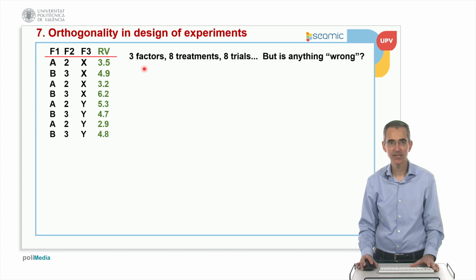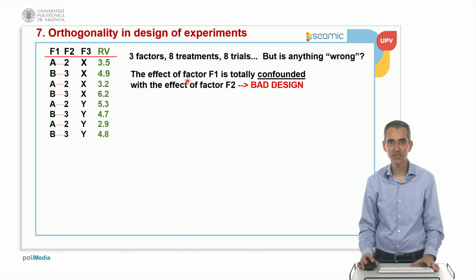Well, actually, if we take a careful look at this design, it happens that A is paired with 2: A2, A2, and A2. And B is always paired with 3: B3, B3, B3, and B3. So this is something bad. This is a bad design. Why? Because the effect of the first factor is totally confounded with the effect of the second factor.